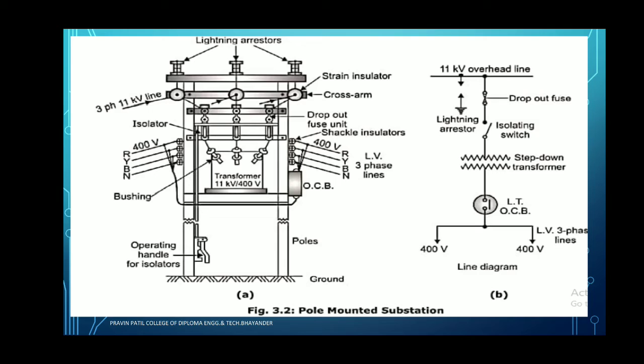So this is the pole mounted substation. Pole mounted substation means the transformer is mounted on the pole. It is also known as the H type pole mounted substation. So these pole mounted substations directly supply electricity as per the requirement of the consumer, as 11 kV is stepped down into 400 volt with the help of the step down transformer.